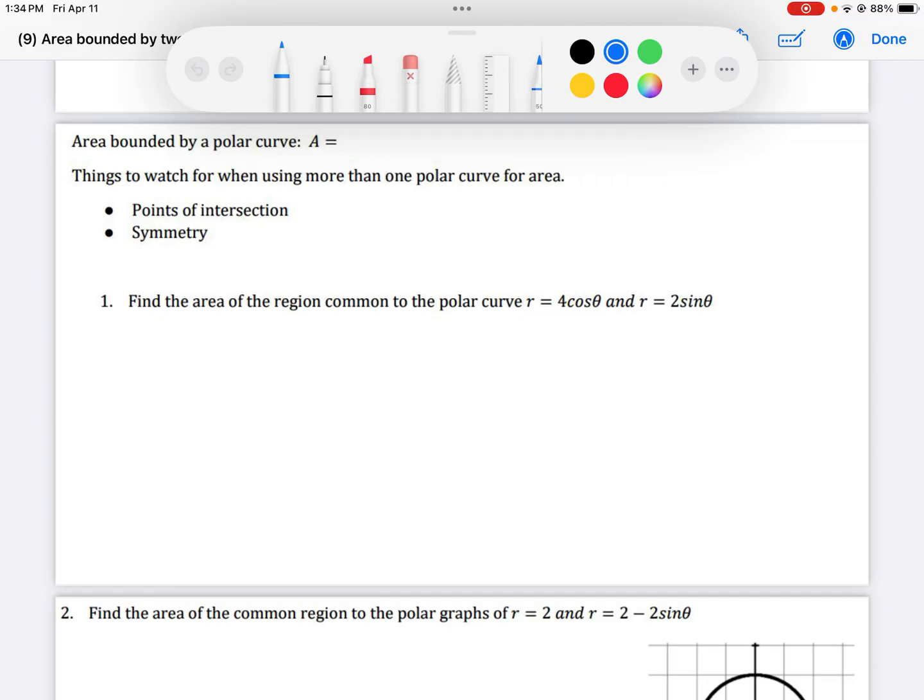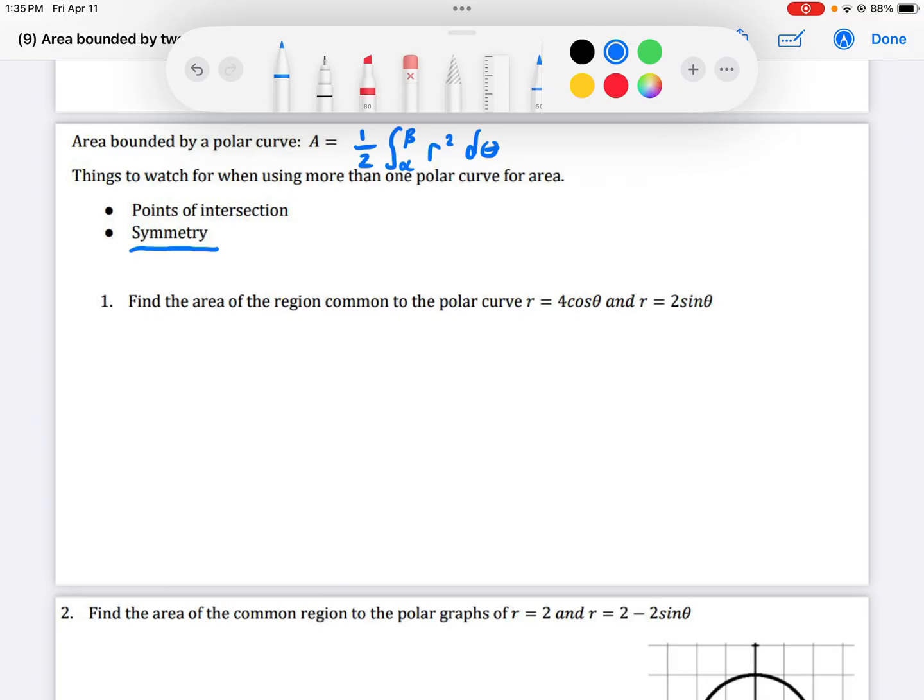The area bounded by a polar curve, we know from the last lesson, is equal to 1/2 the integral from alpha to beta of our radius squared d theta, because the radius is a function in terms of theta. So we plug that in. Things to watch out for, things that make it easier, is using symmetry. And a big part of today's lesson is going to be finding points of intersection.